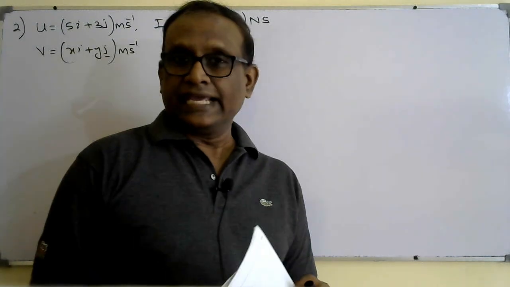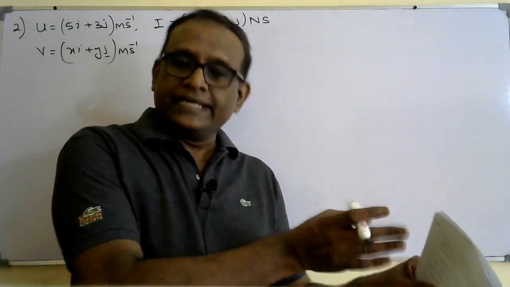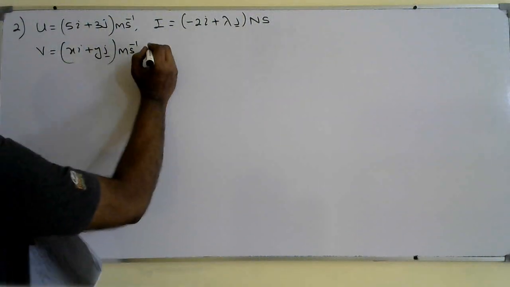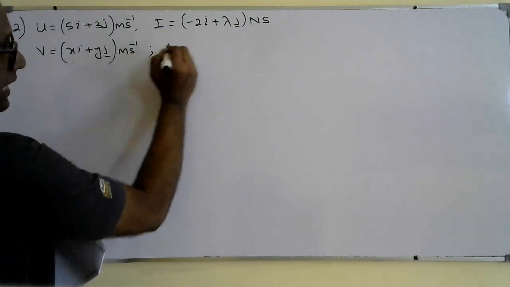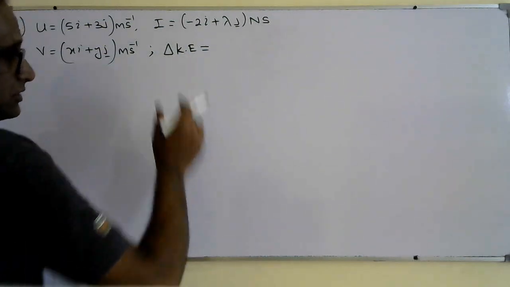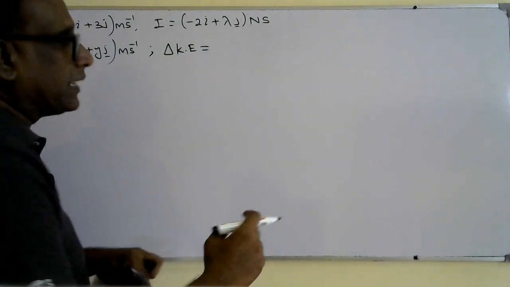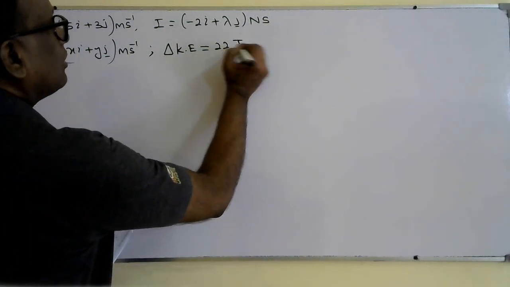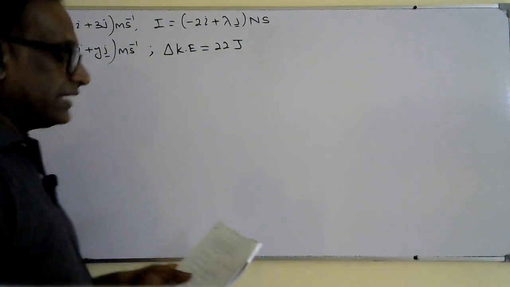The kinetic energy gained by P as a result of receiving the impulse is 22 joules. So kinetic energy gained means final kinetic energy minus initial kinetic energy. That is the change in kinetic energy, delta K. Gaining means final minus initial, and that is 22 joules. The question: find the value of lambda.